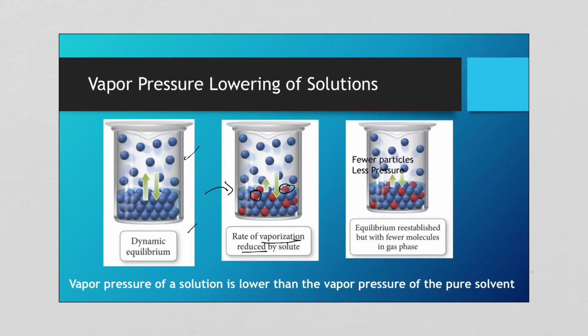Eventually we will reach a new equilibrium, but that new equilibrium will have fewer particles of vapor and therefore a lower vapor pressure. So we have the general conclusion that the vapor pressure of a solution is lower than the vapor pressure of the pure solvent under the same conditions, in other words, at the same temperature. We have this phenomenon of vapor pressure lowering of solutions compared to the pure solvent. So that's our first colligative property, vapor pressure lowering.